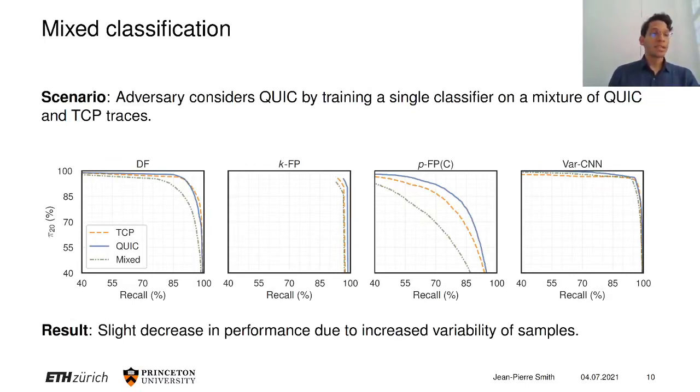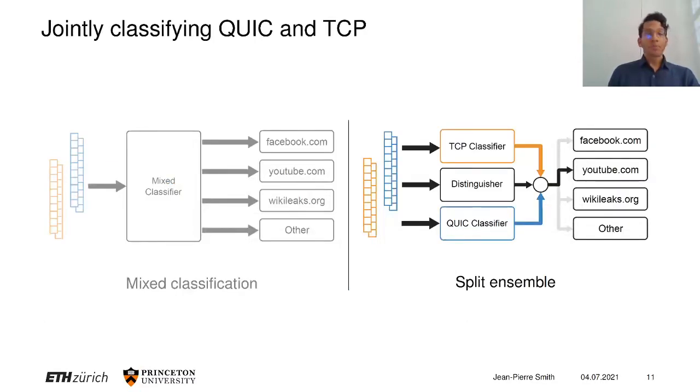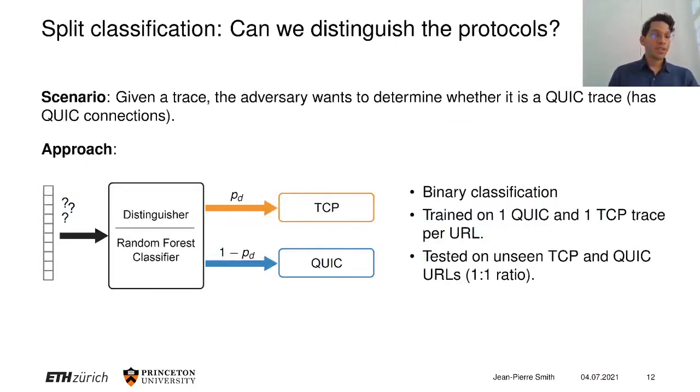So what about this split setting? Well, can the adversary actually train a distinguisher to identify which protocol the trace is loaded with? And so we created such a distinguisher from a random forest classifier trained on a similar dataset as is used for the KFP classifier. And this distinguisher outputs a probability, PD, that the sample is a TCP sample, and 1 minus PD, that it is a QUIC sample.